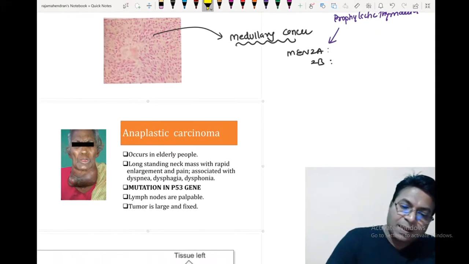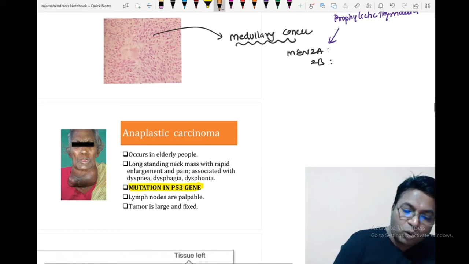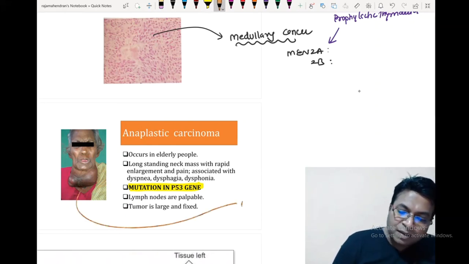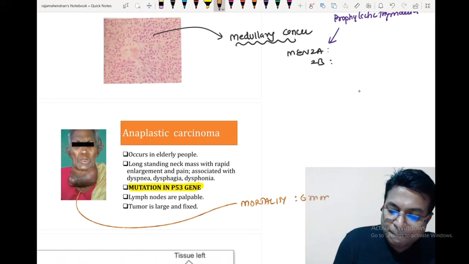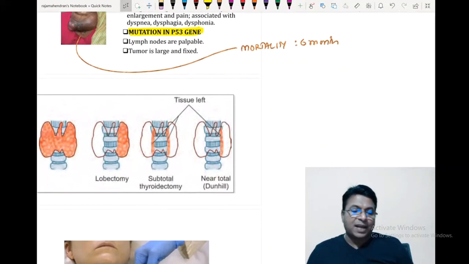The last important cancer is anaplastic cancer, which happens due to P53 mutation, very common in old age. They die within 6 months. Mortality is seen in 6 months. So anaplastic cancer is the worst cancer. Okay.